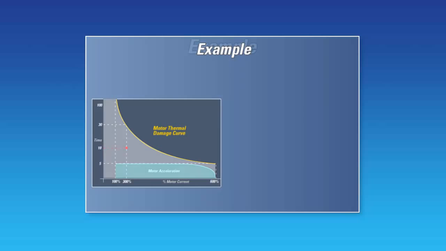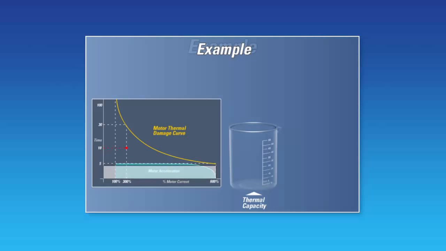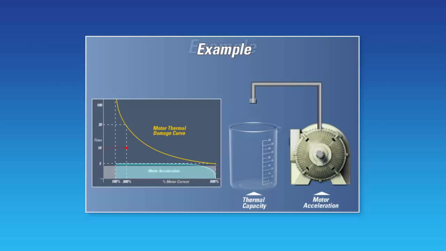The area under the thermal damage curve represents the thermal capacity of the motor, and the area under the acceleration curve represents the thermal capacity used to start the motor. During the first 4 seconds of the start, the motor draws 600% current. This current level is greater than the motor's full load current rating, and therefore the percentage of thermal capacity used will increase. The vessel will fill.